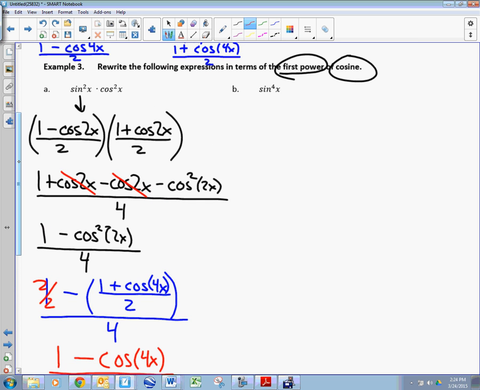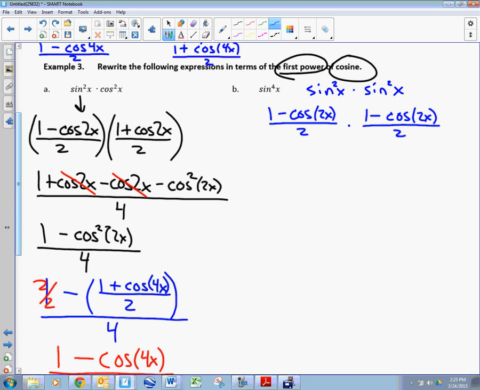Okay, we try another one. Sine to the 4th. Uh-oh, this was to the 4th power. What do I do now? Yes, Kyle's got it. We break it up into sine squared times sine squared, which would be 1 minus the cosine of 2x over 2 times 1 minus the cosine of 2x all over 2.